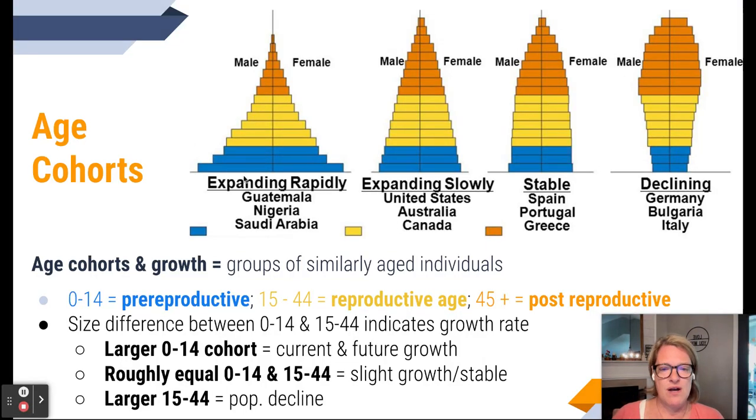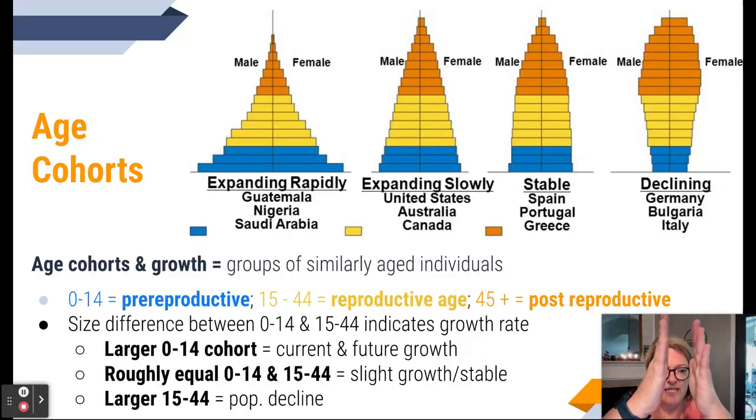Or we assume that in some developing nations, not all babies make it. They also have a high death rate. And so they get very narrow quickly at the top of the population age pyramid. So, anyway, this is a rapidly expanding population. The more narrow that it becomes at the base, that tells us that the population rate is decreasing. So here, this is expanding slowly.